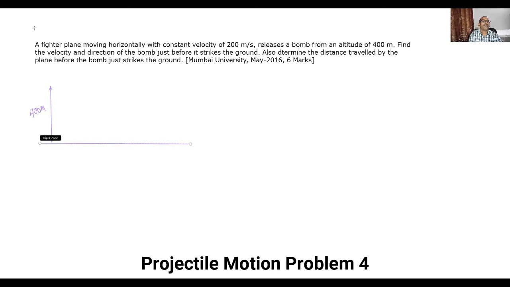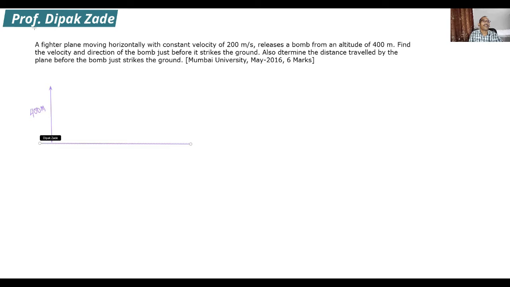Now, a fighter plane which is moving in the horizontal direction. If we assume the fighter plane is moving in this direction, this is the velocity of the fighter plane, which is in the horizontal direction. That means u equals 200 meters per second. As the velocity is horizontal, you can see the theta 0 term is 0. Okay, theta 0 is 0.